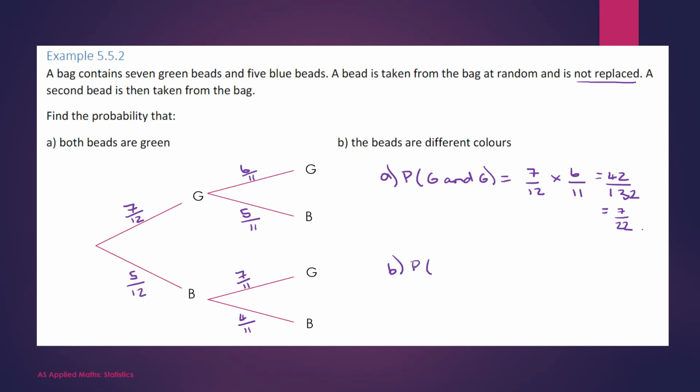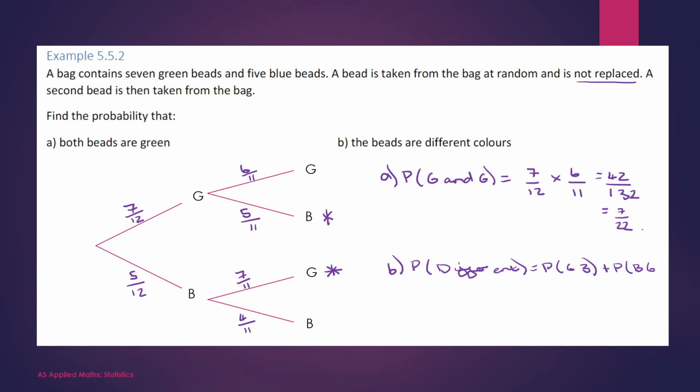Probability the beads are of different colours. So if I'm doing the probability that I get 2 different, that means that we have got the probability that we get a green and then a blue, or we get a blue and then a green. So I'm going green and then blue, so I'm going along that route, or I'm coming for blue and then green, so it's that one there.